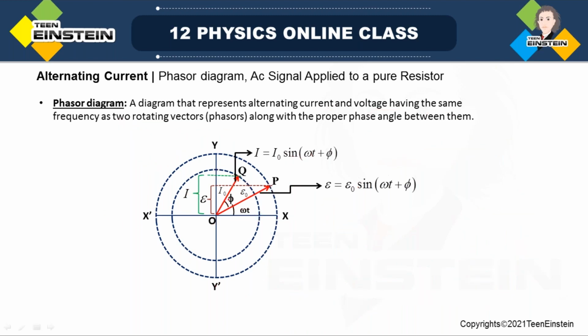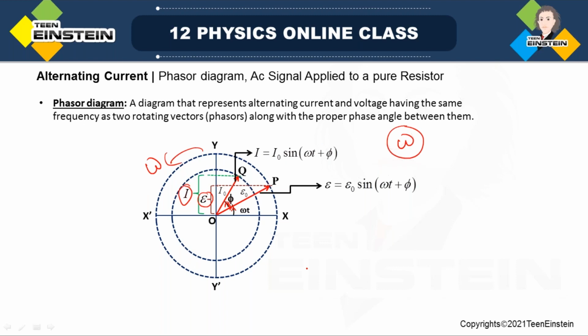Look here, I'll clean everything. The vertical projection of the OP vector on the vertical axis OY will give you the instantaneous value of the corresponding quantity. The projection of the OP vector gives the EMF, and the projection of the OQ vector on the vertical axis gives you the instantaneous current. And both the vectors are rotating in the anti-clockwise direction with angular velocity omega.